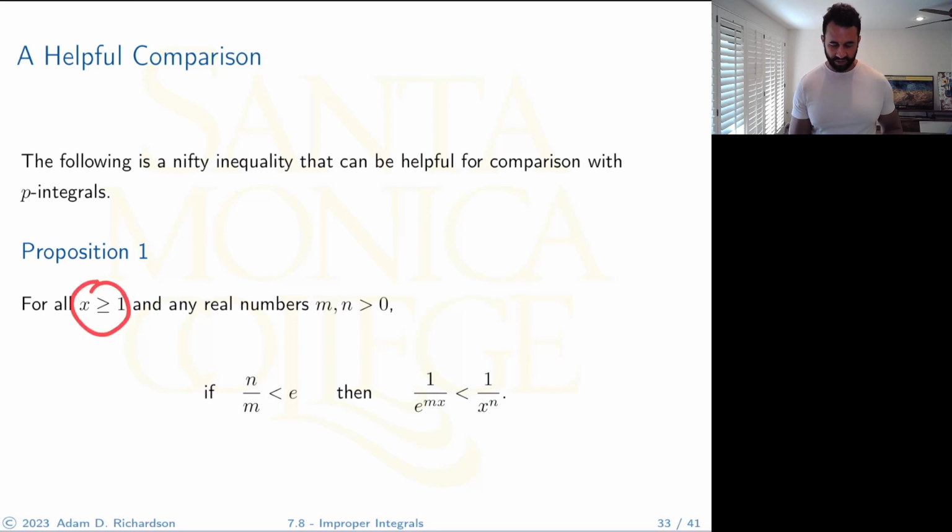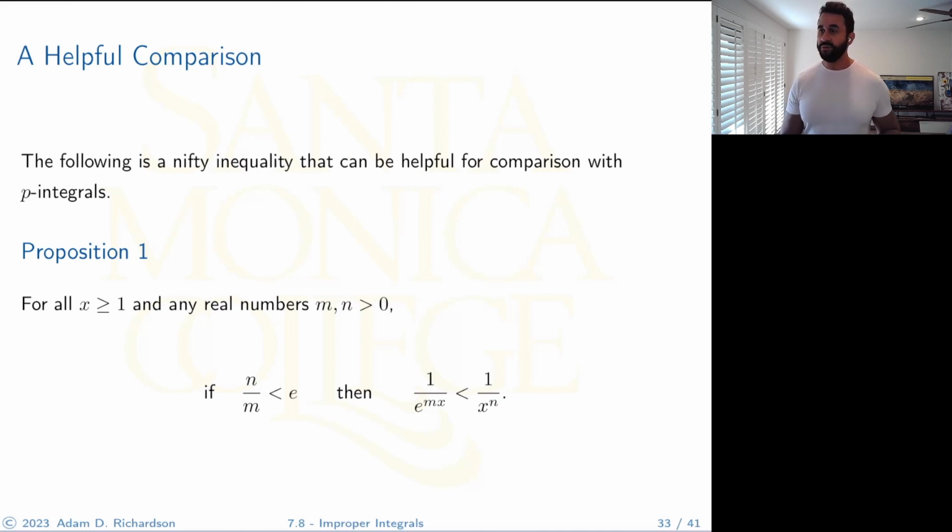So for all x greater than or equal to 1 and any positive real numbers m and n, if this ratio n over m is less than e, then you get this dominating relationship, that this p function is greater than this exponential function. That's basically it. So maybe this is something that you want to investigate, but you would like to compare it to a p integral. This tells you how you can do it. This is how it works, all right?